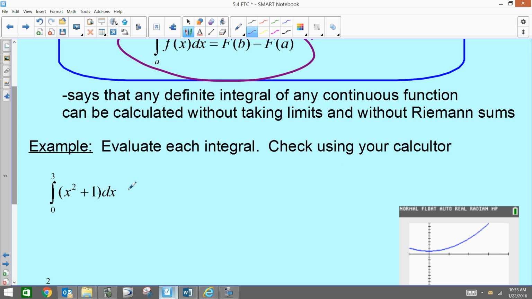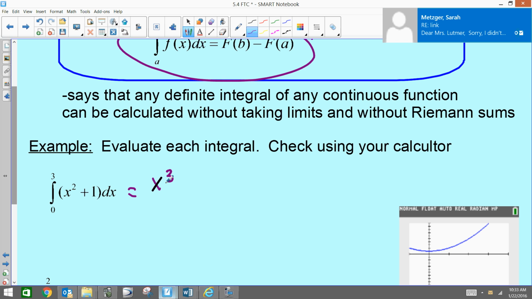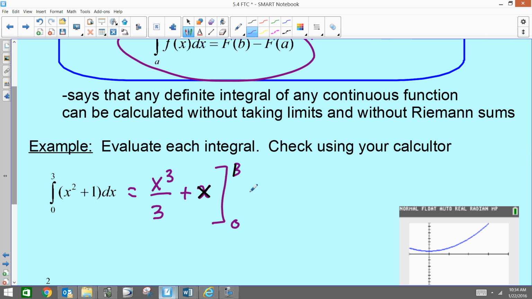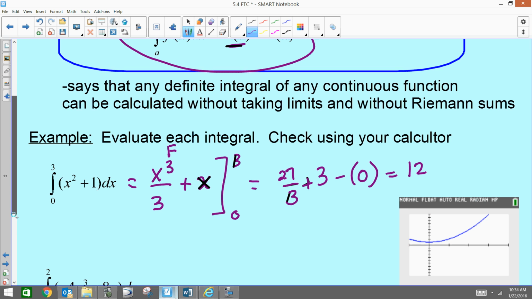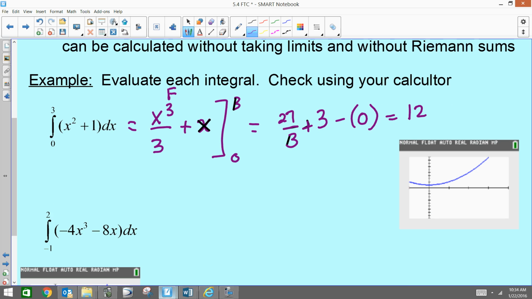Let me get rid of this. We are going to evaluate using an antiderivative. So what's that? X cubed over 3 plus x from 0 to 3. Evaluate it. That's the big F antiderivative we're talking about up here. Then we just plug in our 3: 27 thirds plus 3 minus 0. So what do we have? 9 plus 3 is 12. Okay. x squared plus 1 is right here.